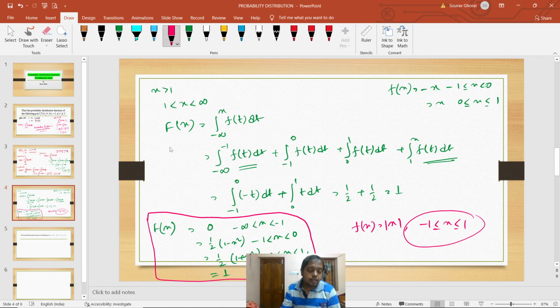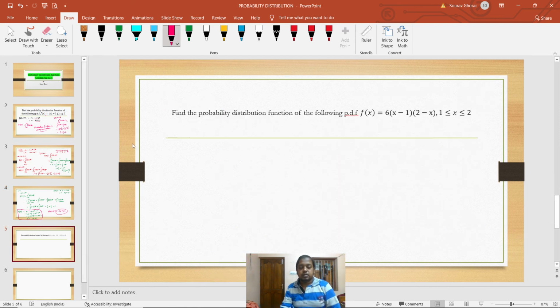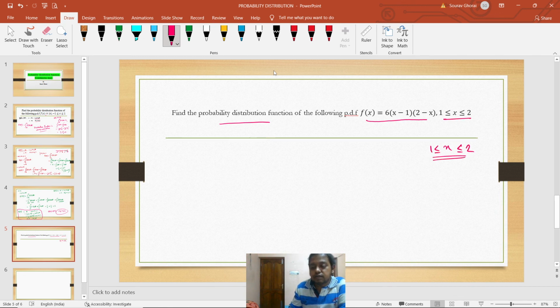So now similarly we can solve another problem here. It is given that we have to find the probability distribution function for the probability density function 6 into x minus 1 into 2 minus x, which is defined over 1 less than or equal to x less than or equal to 2. So f of x is equal to 6 into x minus 1 into 2 minus x. First of all, we have to check that it is really a probability density function. So we just check whether the integral from 1 to 2 of f of x dx is equal to 1 or not.